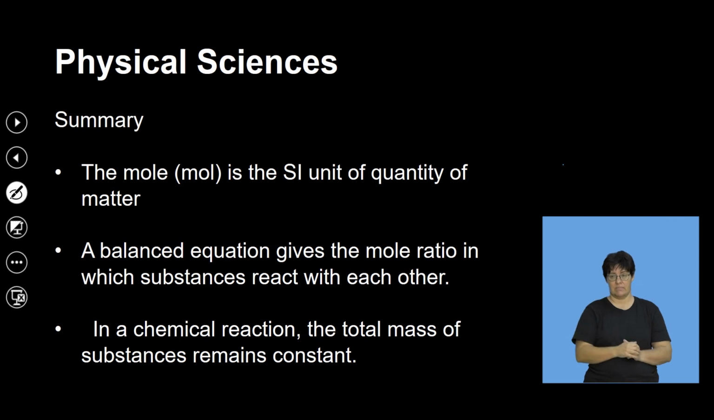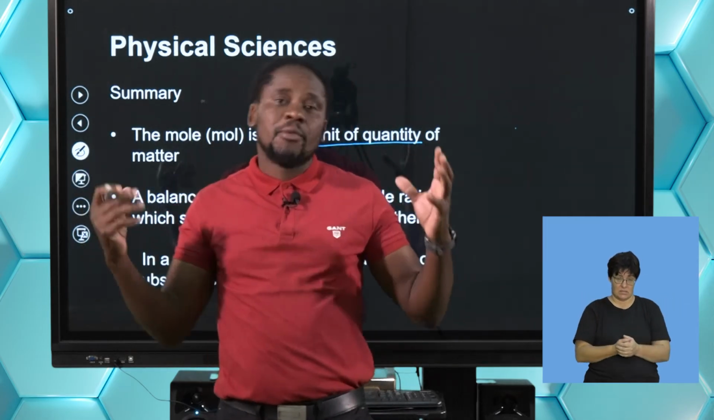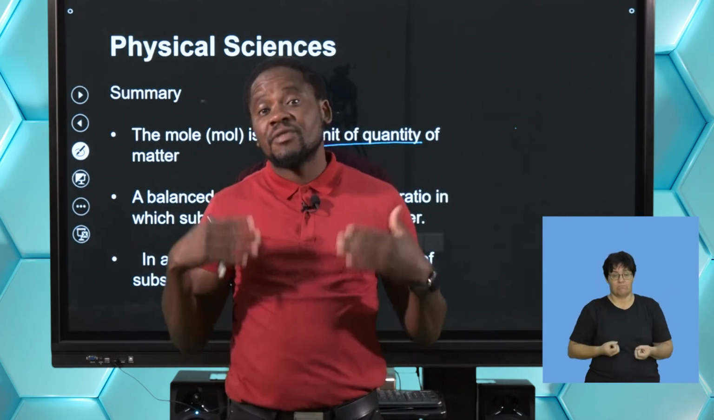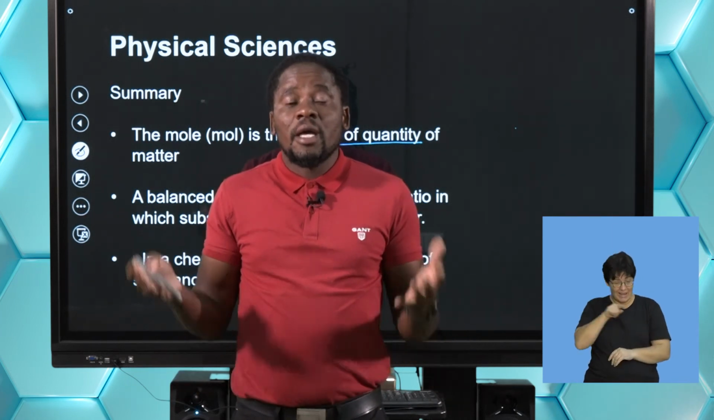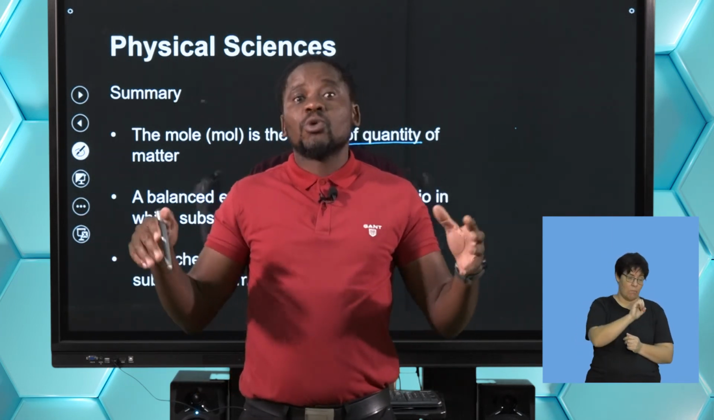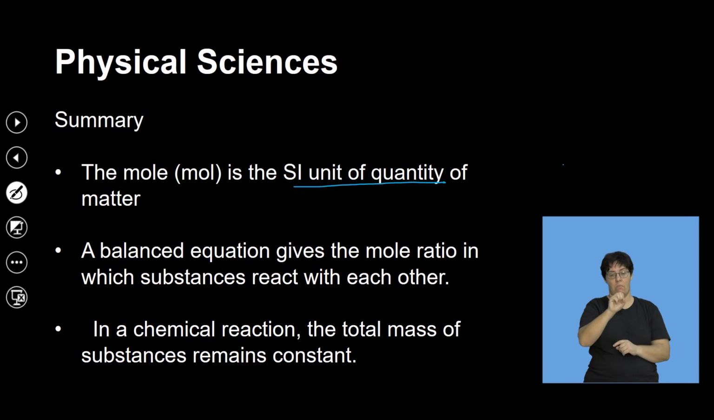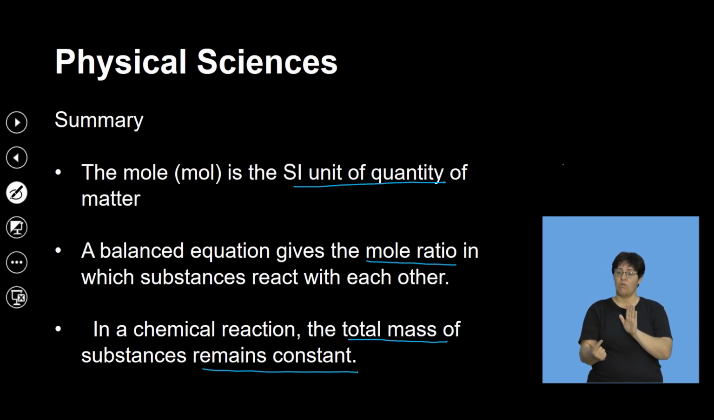So in closing, what are we saying? The mole is the SI unit of quantity of matter. Every time we were given the mass of a sample of a substance, we had to carry out calculations to express it in terms of the mole, because the mole is the SI unit and we can compare moles with moles. That's why we had to convert the mass of each sample into moles. The balanced equation gives us the mole ratio in which these substances react with each other. And in any chemical reaction, the total mass remains constant. This is the law of conservation of mass.